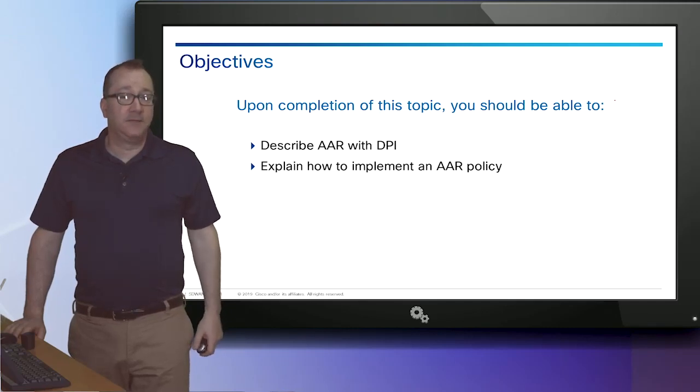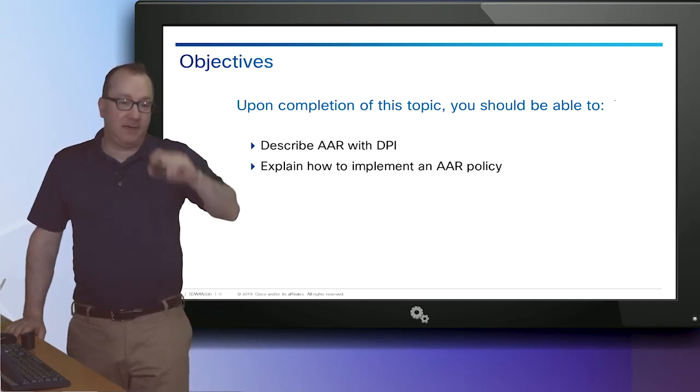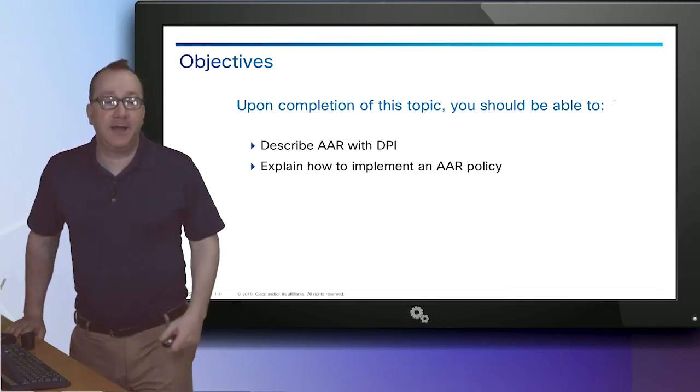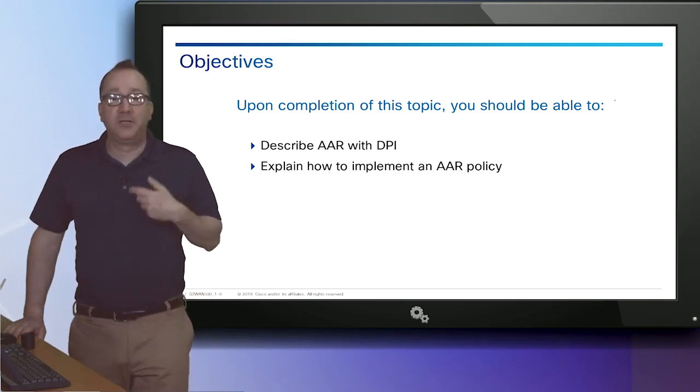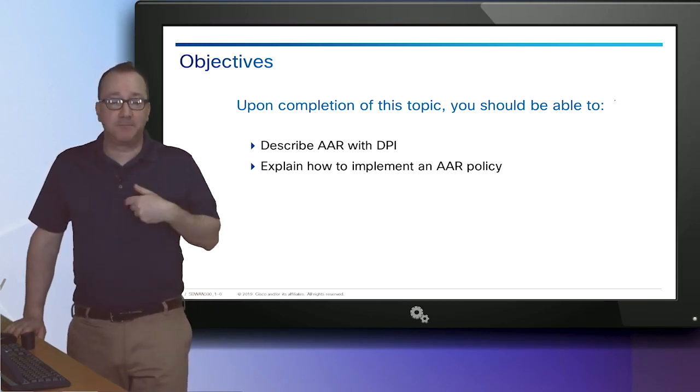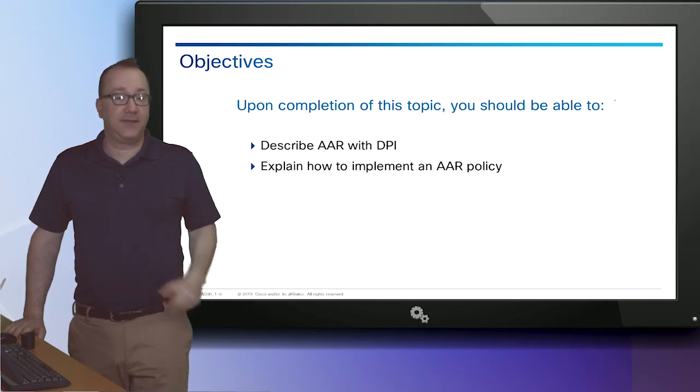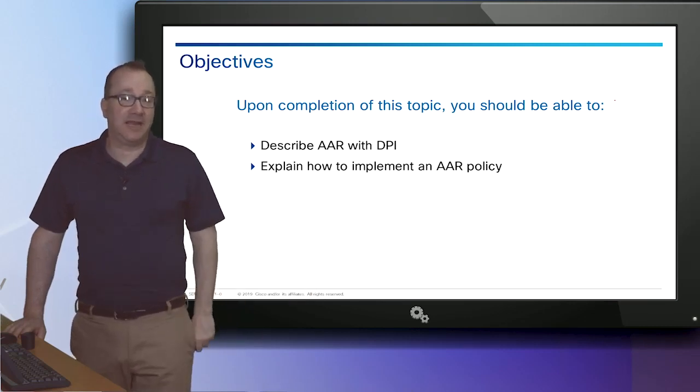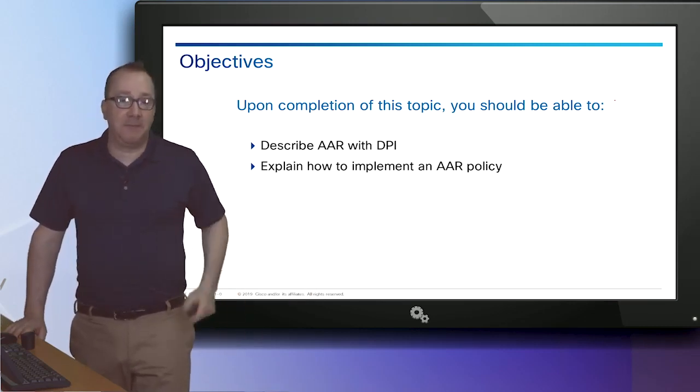So we're going to talk about application-aware routing with DPI, which is Deep Packet Inspection, which is going to monitor those applications in use by devices in all the VPNs on all the subnetworks in which they're connected. And we're going to talk about how to implement this policy.